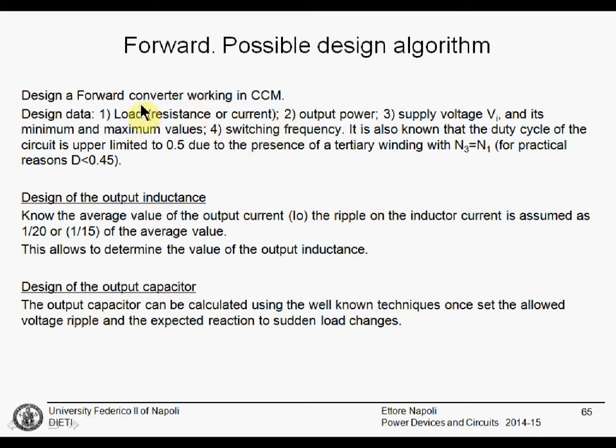However, imagine that we want to design a forward converter that will work in CCM, in continuous conduction mode, and imagine that, as is common, we have data regarding the load, that can be the resistance or the current that the load needs, the output power. We know the supply voltage, and we also know, and this is quite important, minimum and maximum values for the supply voltage. Imagine that we know the switching frequency, because it will depend on the device that we have.